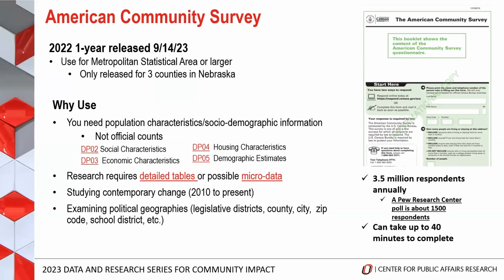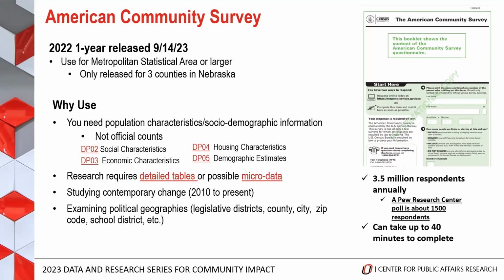So excitingly, we just had the 2022 one-year American Community Survey data product released. It was released in September, earlier this month. And so this is the most up-to-date information about population characteristics, that socio-demographic information. Just a reminder, the American Community Survey is a very dense survey product that can take up to 40 minutes to complete.